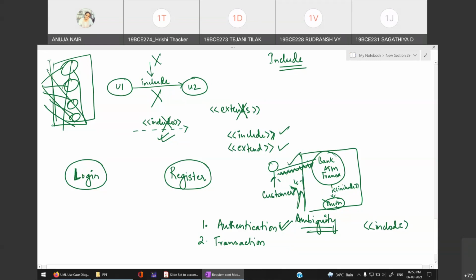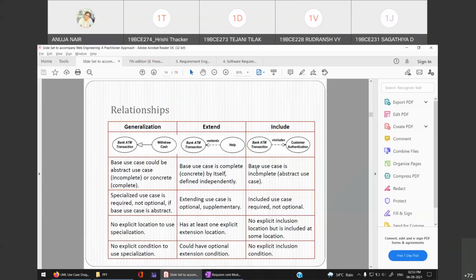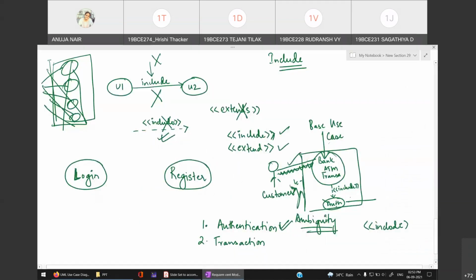Since it is automatically getting included, I'll say that this one is my base use case, and it's written that the base use case is incomplete. Why is the base use case incomplete? Because of the included use case. So you see over here, it's written included use case required, not optional. So this is my included use case. It is compulsory. It's not optional.